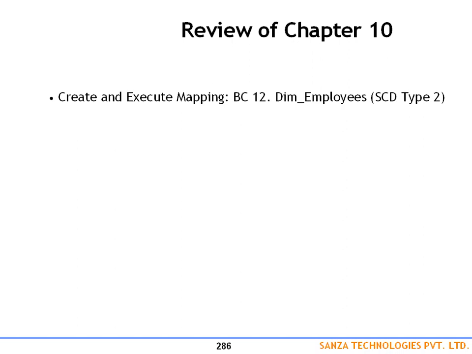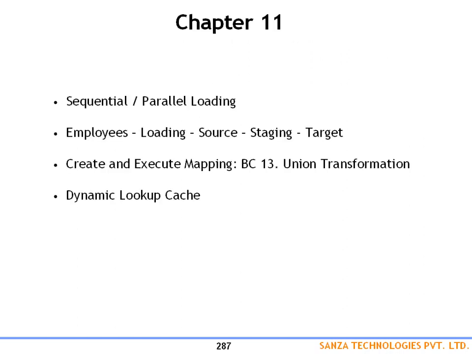Now coming to this chapter 11, we are going to discuss sequential and parallel loading, employees loading, source to staging, staging to target, and create and execute a mapping for union transformation and dynamic lookup cache.